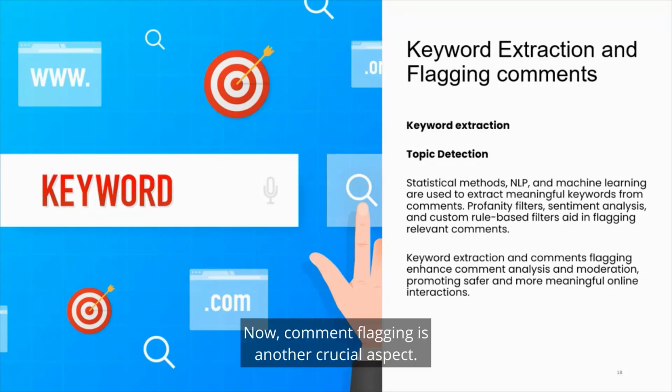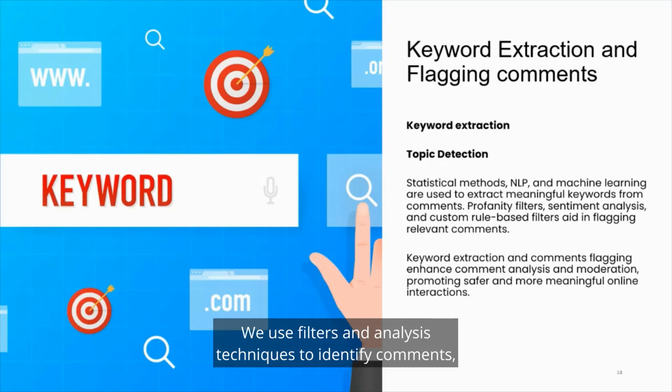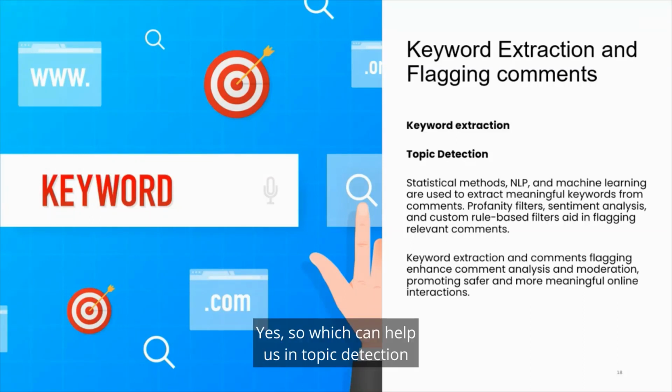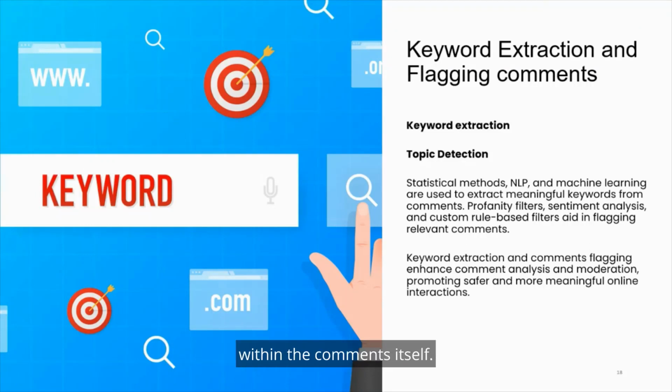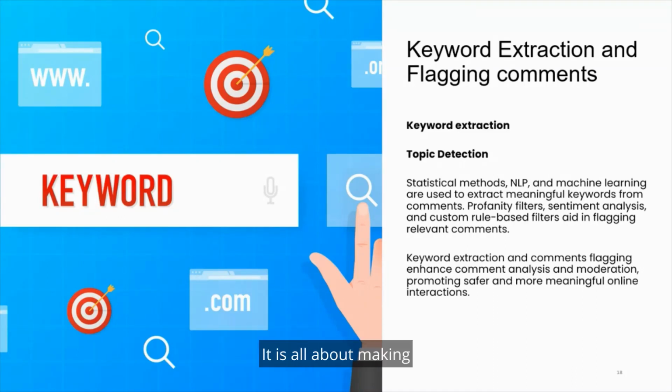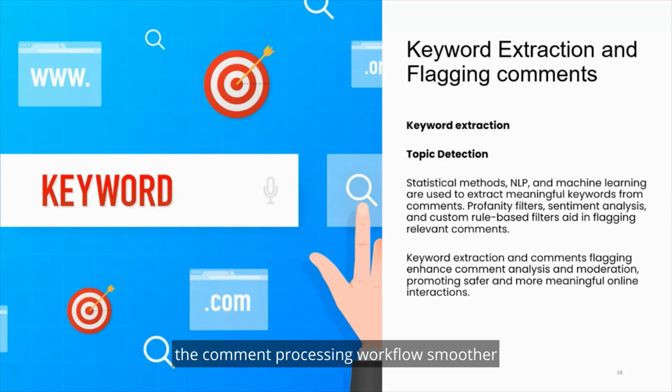Now, comment flagging is another crucial aspect. We use filters and analysis techniques to identify comments, which can help us in topic detection and also with the subtopic detection within the comments itself. By combining robust keyword extraction and comment flagging, we can streamline comment analysis, extract topics and subtopics, and create a better experience for everyone involved. It is all about making the comment processing workflow smoother and enhancing the customer experience.